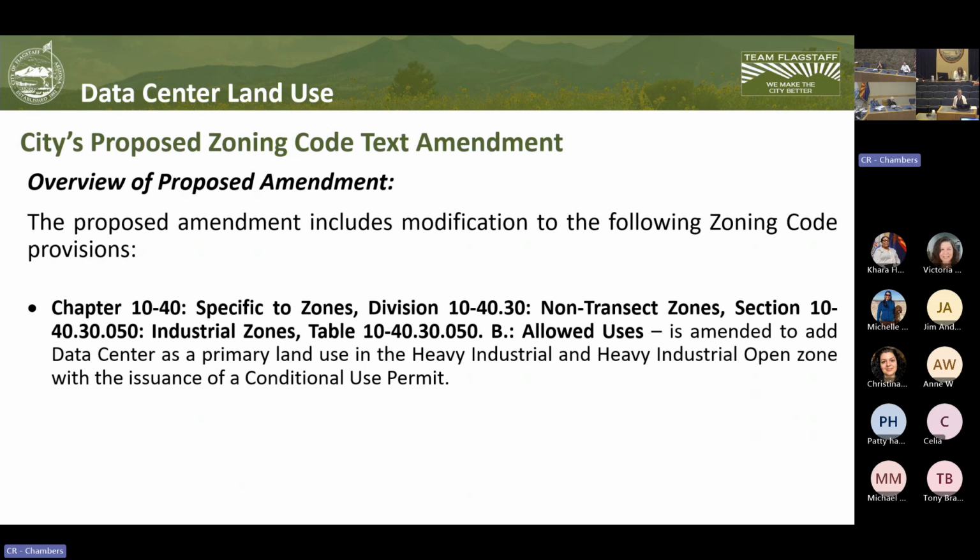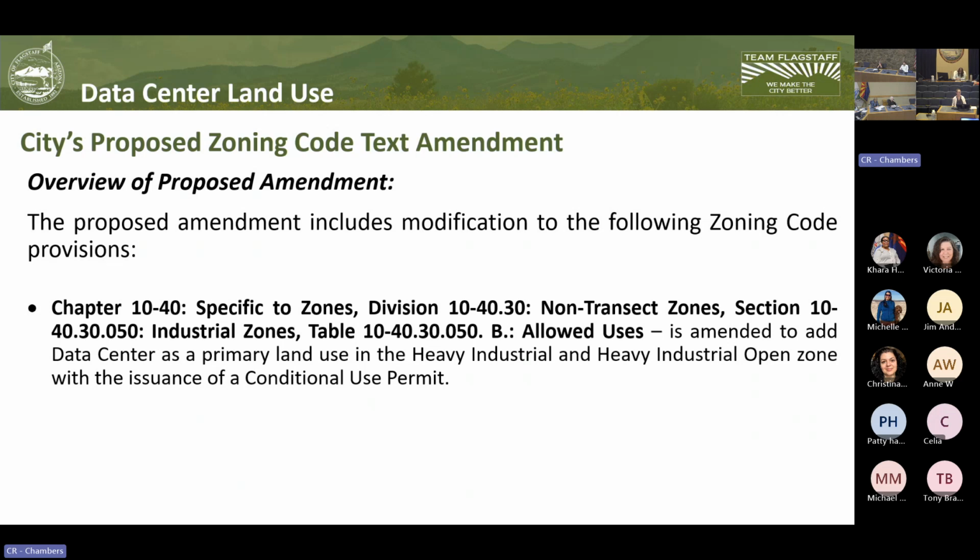The next section would be to add this land use to the table of allowed uses. It would only be a conditional use permit in the heavy industrial and heavy industrial open zones. So how does that change? It becomes more restrictive. It would not be allowed at all in the light industrial zone with a conditional use permit, and would not be permitted by right in any zone. It would only be a conditional use permit in the heavy industrial and heavy industrial open zones.